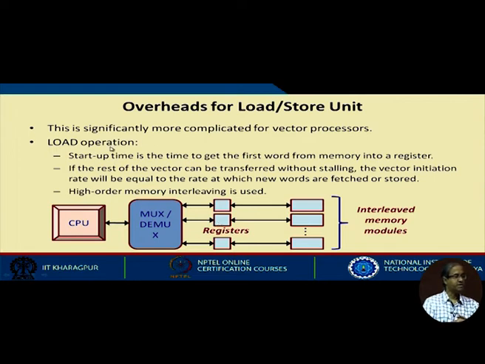For a load operation, the startup time will be the time to get the first word from memory into a register, that is, the access time of the memory. So how much time is required to get the data here and for the multiplexer to forward the first data. Since the remaining data are already in registers, you can feed them one by one at successive clock pulses. The vector initiation rate will be equal to the rate at which new words can be fetched. So this memory organization has to be done very carefully, such that a very high data transfer rate can be sustained.